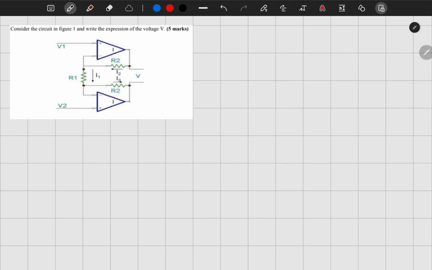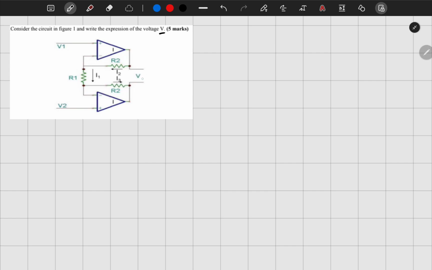So in this video, I'll be trying to do some, I think, from this one onwards I'll be doing more test-type questions. So now I have this question here. They're saying consider a circuit and write an expression for V. So they want this V. Okay, cool. So let's try to solve it out.